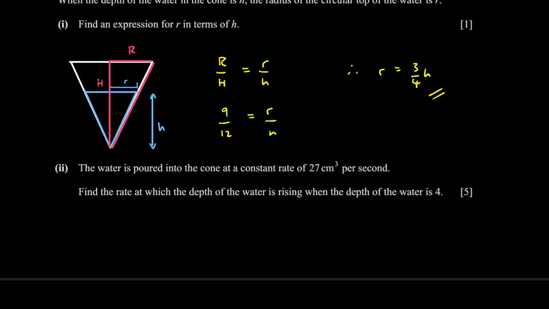So we can write that as dV/dt, the rate of change of the volume with respect to time, and that's equal to 27. What we're asked to find is the rate at which the depth of the water is rising, so the rate at which this h is changing with respect to time. How could we write that? Well, that is dh/dt. So we want to find dh/dt.